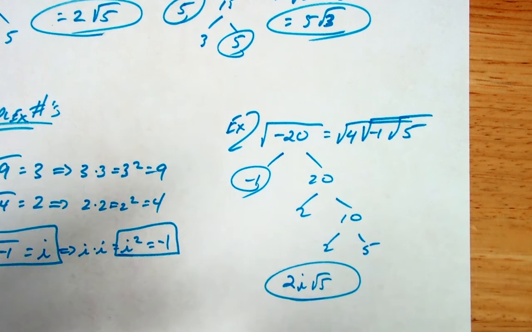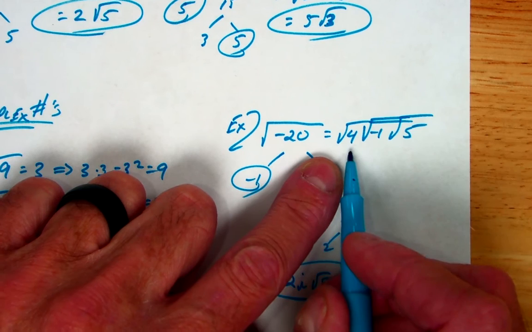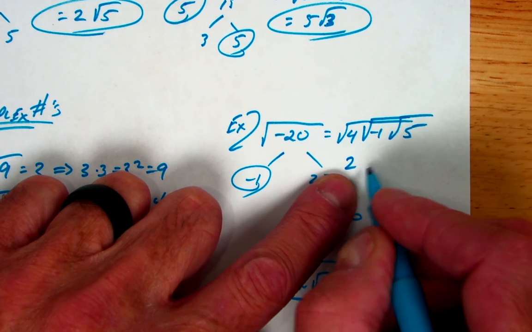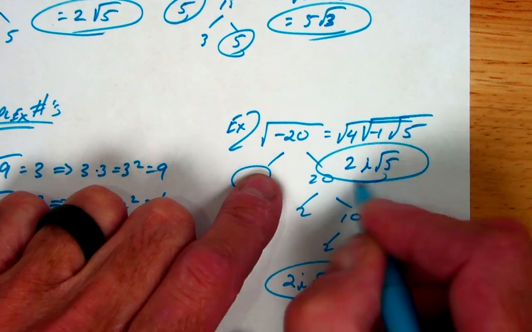I just listed all the things I know the square root of until I had something left over that I don't know the square root of. So what's square root of 4? 2. What's square root of negative 1? i. And then square root of 5. 2i square root of 5.